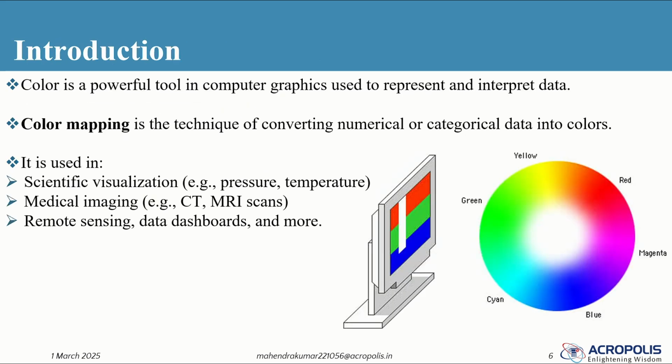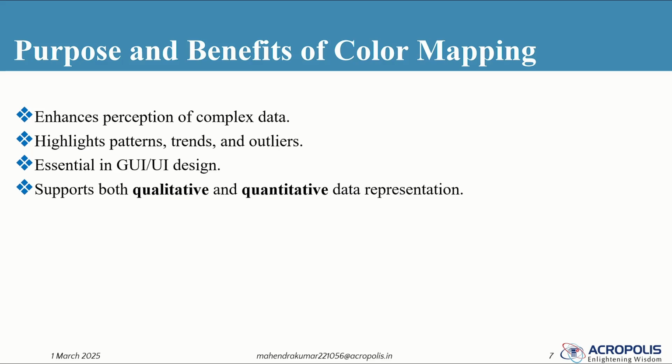Color isn't just something pretty in graphics. It's a critical tool that helps us make sense of complex data. Color mapping is the process of transforming numerical or categorical data into visual colors. This technique is widely used in fields like scientific simulations, medical imaging, remote sensing, and even in your everyday apps and dashboards. So here are the purpose and benefits of color mapping.